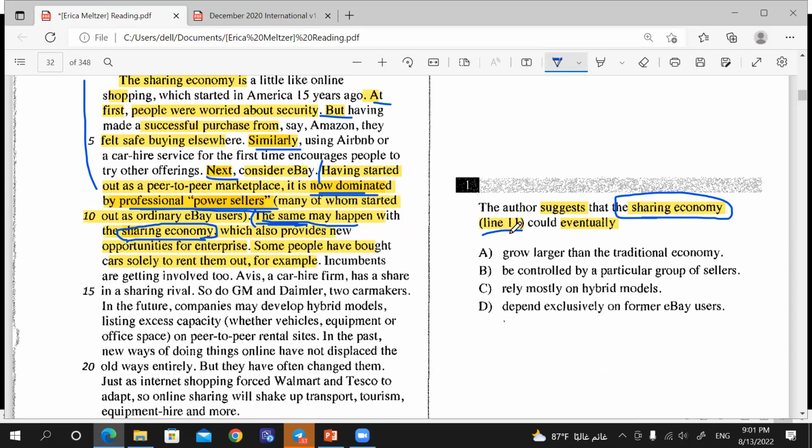Sharing economy, line 11, could eventually grow larger than the traditional economy. Have you any reference to traditional economy? And have you a reference to a comparison in terms of the size between the sharing economy and traditional economy? Can you please raise your hand to say yes or no? Let me take certain random people.